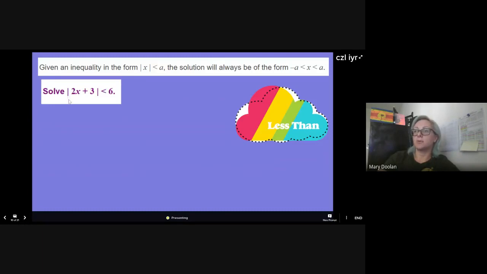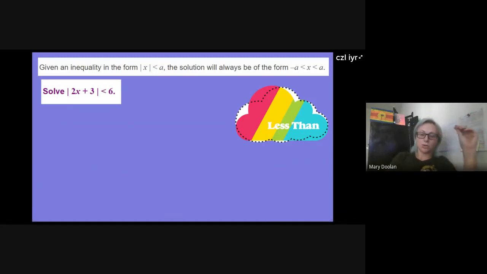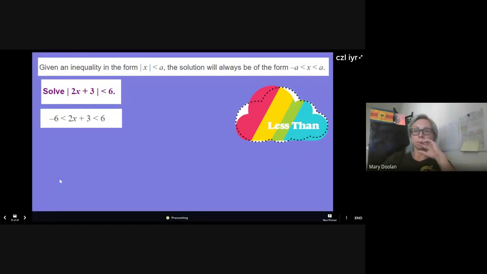So we're going to look at an example here. I have the absolute value of 2x plus 3, that's less than 6. So I can rewrite this using this rule where the thing that we're taking the absolute value of goes right in the middle, and then what we're comparing it to is less than 6. Well, negative 6 is less than that, and that's less than 6. I'm just using the rule right above.